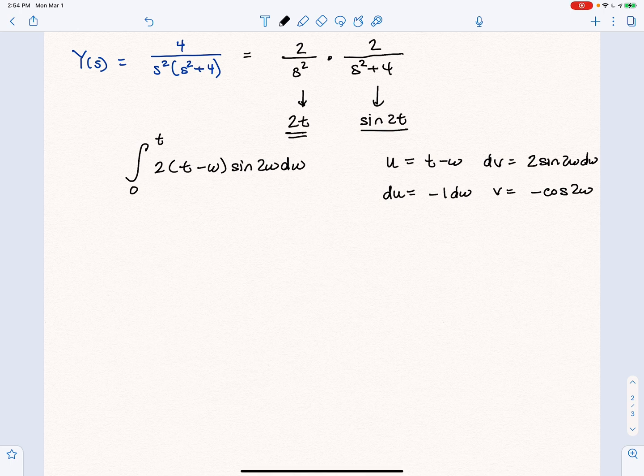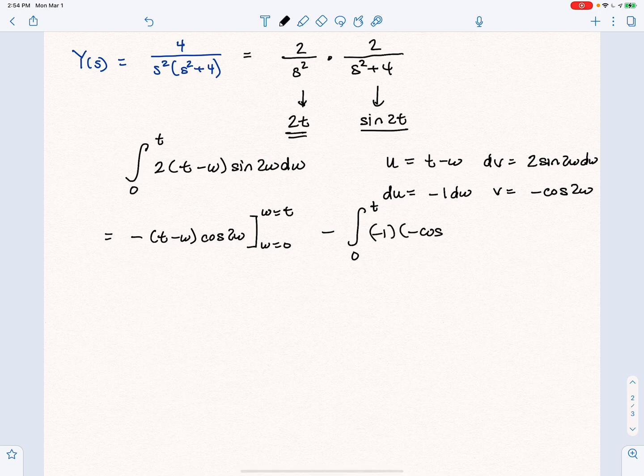So with this integral, we now have u times v, so it's negative (t minus w) cosine of 2w, and that's going to be evaluated at the endpoints t and 0, minus the integral from 0 to t of v du. So that's negative 1 times negative cosine 2w dw. And the first thing I notice right there is I have a minus, minus, minus, which means two of the minuses can go away. So I'm actually going to take this away, take that away, and that's going to be oh so much easier to handle.